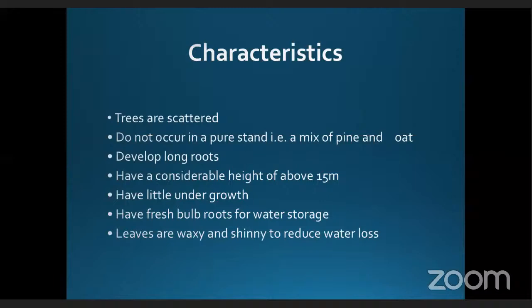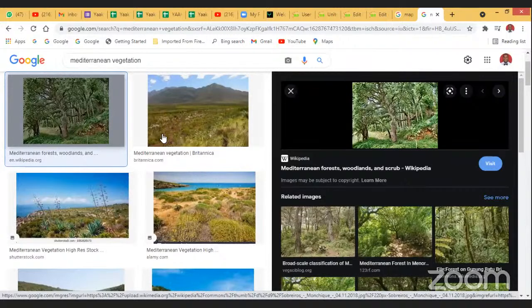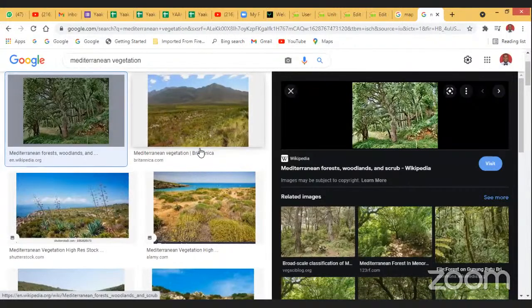So if you can look at these drawings briefly, I'm trying to share screen again. When you look at these drawings, we are trying to see Mediterranean vegetation in different parts of the world. We have some scattered trees we talked of. We have that kind of vegetation. When you look at those plants, all those describe the Mediterranean type of vegetation.